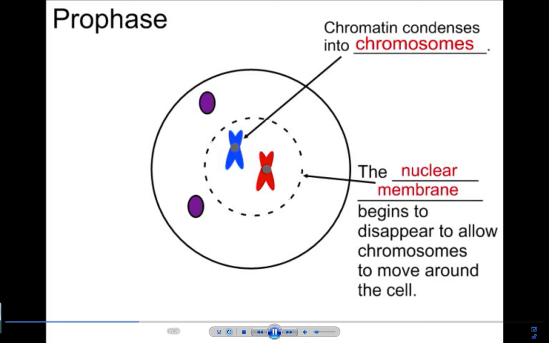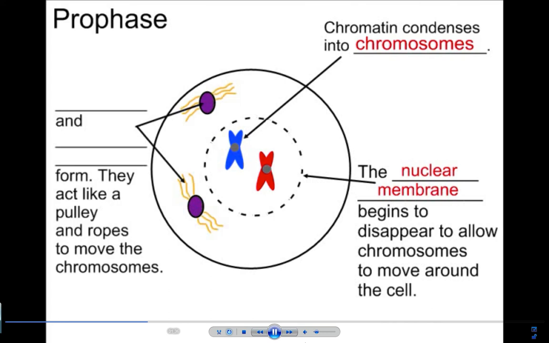And we also see the formation of something called centrioles, which are these purple dots in the diagram, and spindle fibers, which are in yellow. And these act like pulleys and ropes to actually move the chromosomes around the cell.